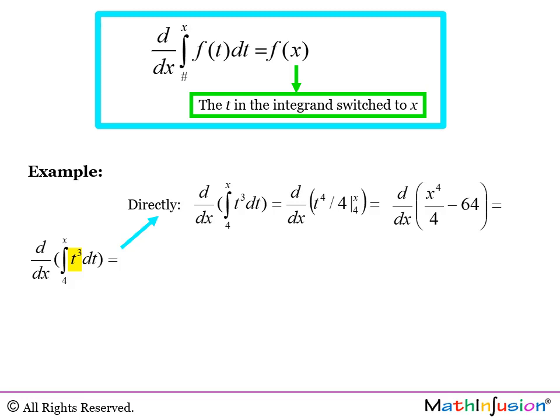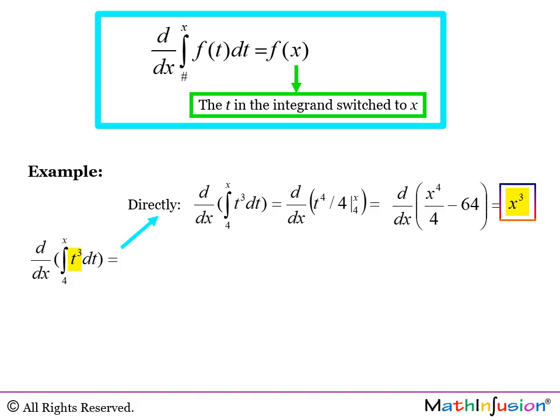Now, you can observe what happens when we differentiate that. From the first part, we get x cubed, and from the second part, we get 0. Because when you substitute the number in the antiderivative, you get just another number, and the derivative of a number is 0. As you can see, this is the solution.